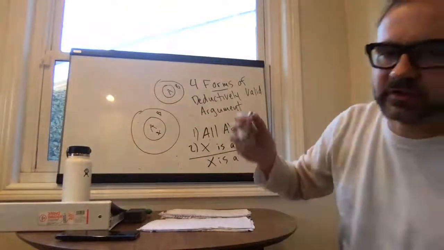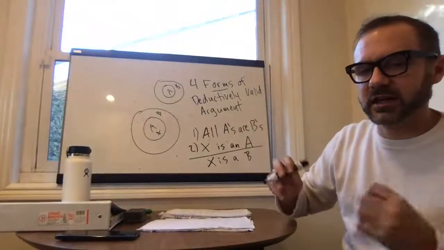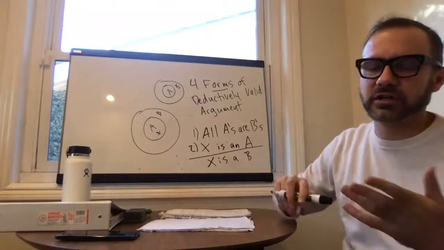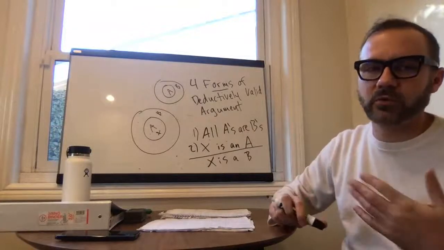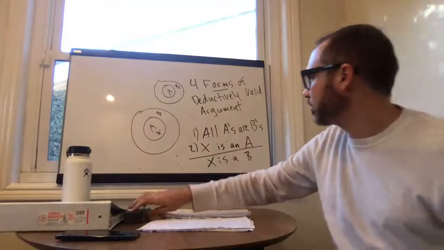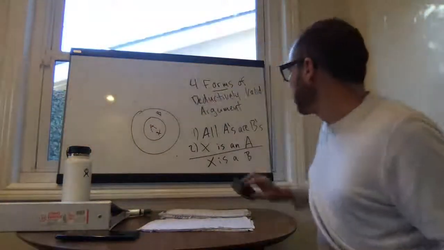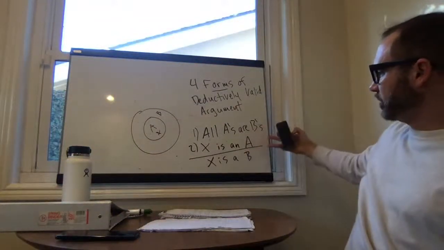It wouldn't be proper to say all B's are X's because X is not a category. It's like the name of a person, like John, instead of a category of things like mammal or human being. So anyway, don't worry about that. That is a form of deductively valid argument.